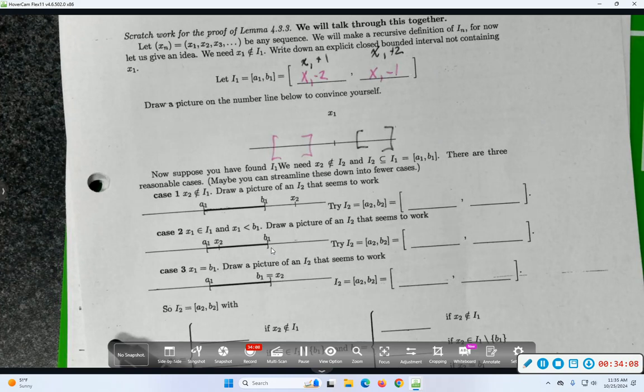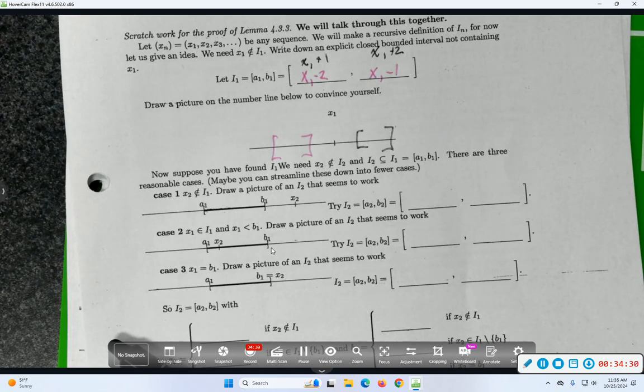All right, so I said we're going to do something recursive. So there's a starting point, the base case of the recursion. Let's try to figure out how to find I2. So what do I need I2 to do? I need it to be a subset of I1, and I need it to not contain x2.